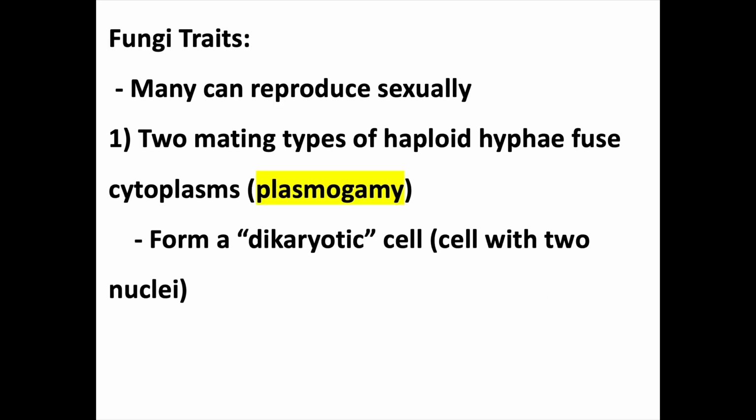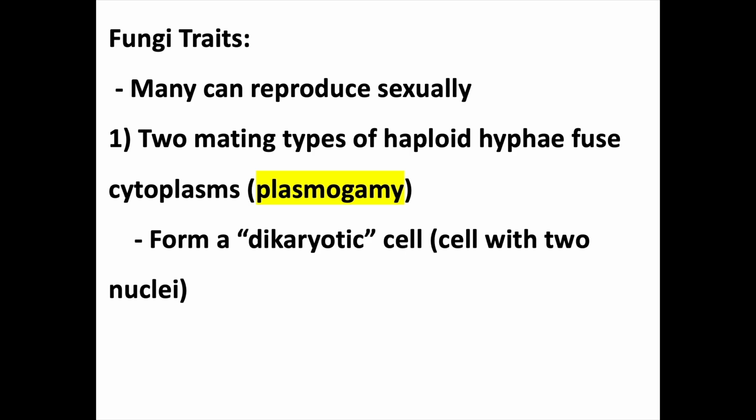So to summarize here, I'm breaking this down into four steps. Two mating types of haploid hyphae fuse their cytoplasms. That process is called plasmogamy, fusing cytoplasms. They form what's called a dikaryotic cell. Again, di means two, karyon means nucleus, dikaryotic means a cell with two nuclei.